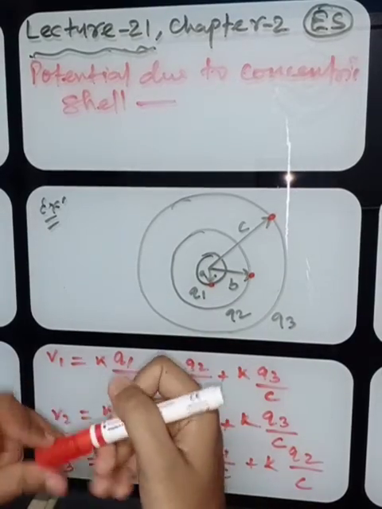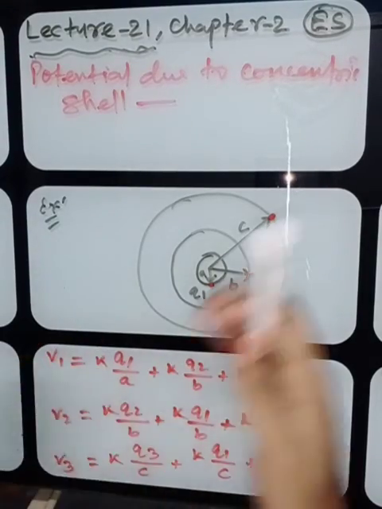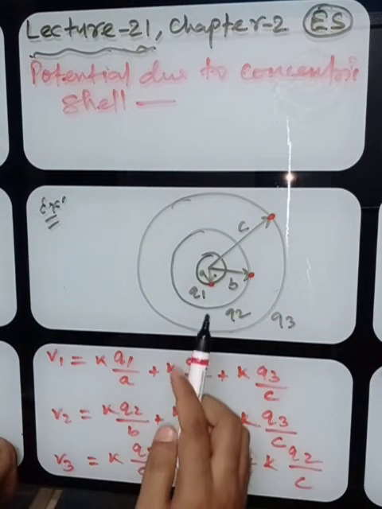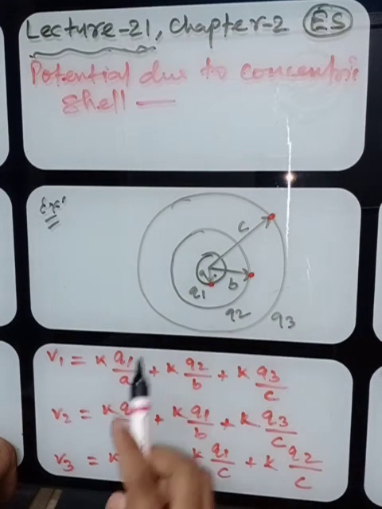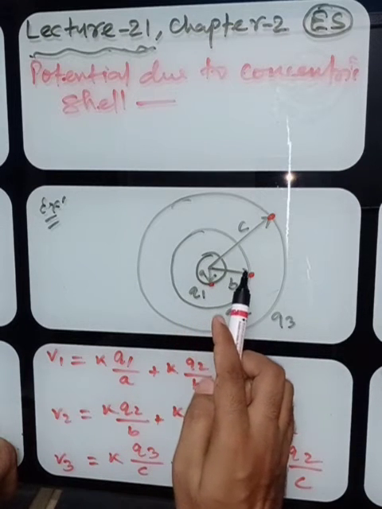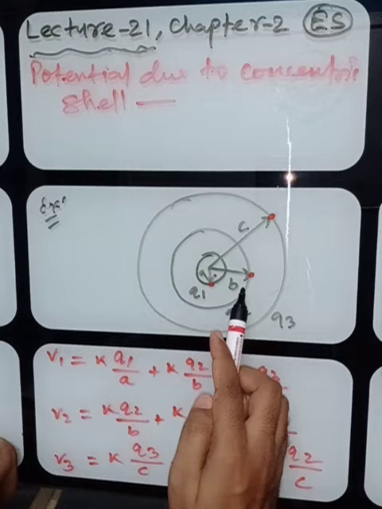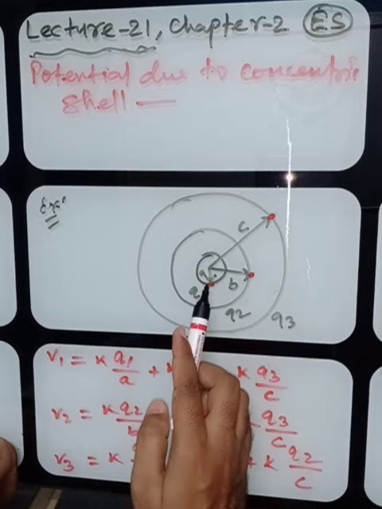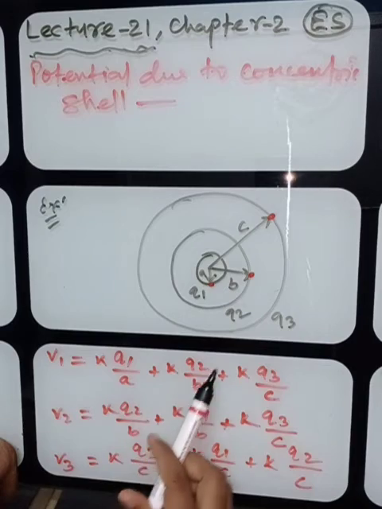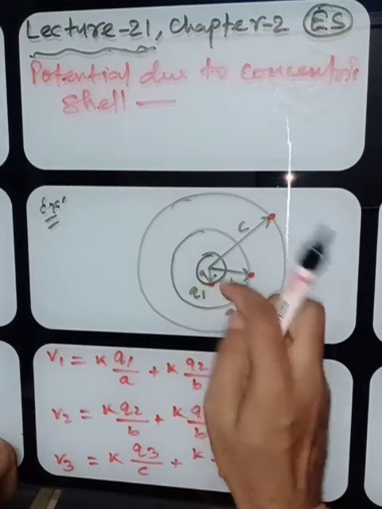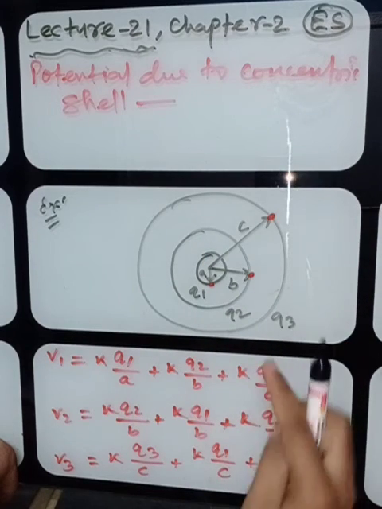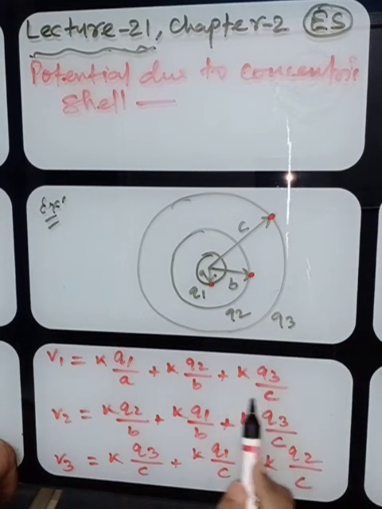Now student, look here and compare your answer. At point 1, due to this cell it will be K Q1 by A, but this cell is inside cells 2 and 3 also. Due to 2 it will be K Q2 by B, and due to the third cell, inside this cell everywhere the potential will be equal to the potential at the surface, which is K Q3 by C.